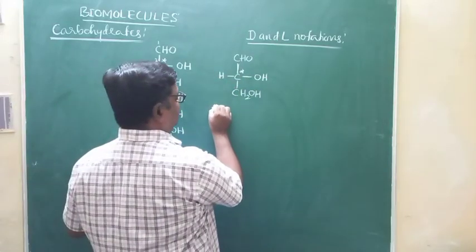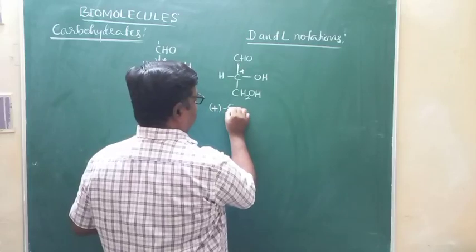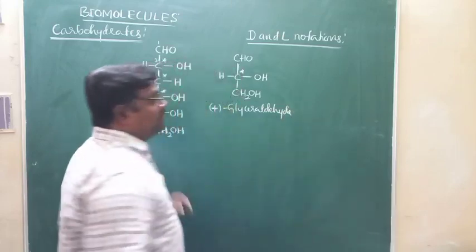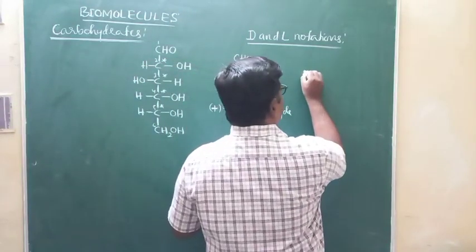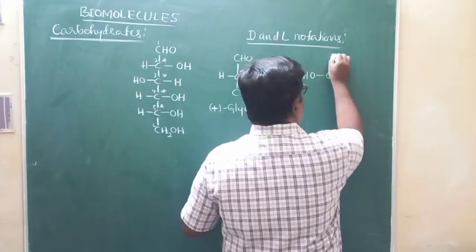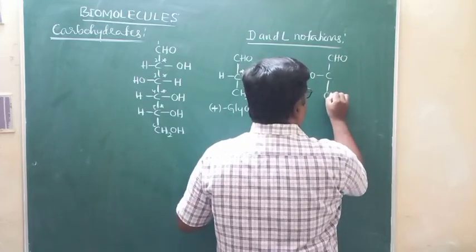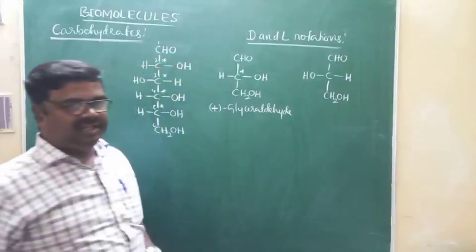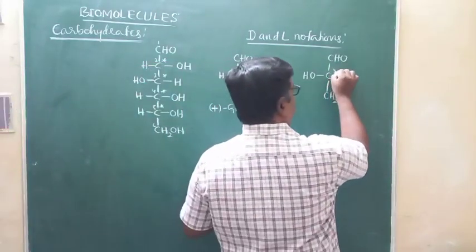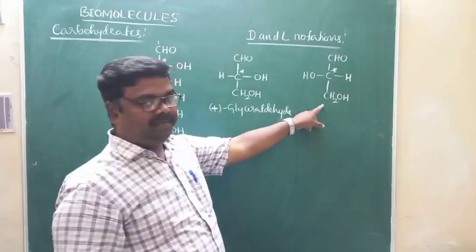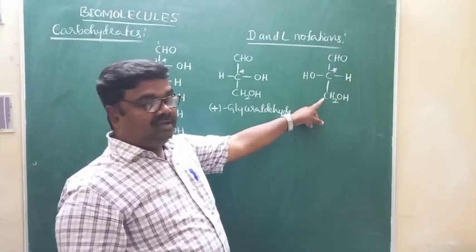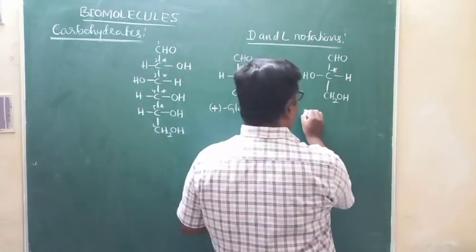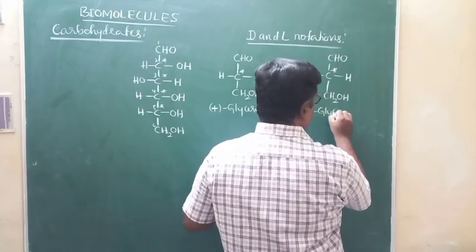And this is what we call plus glyceraldehyde. Now, the enantiomer of this particular glyceraldehyde is this. Yes, this is the mirror image of this isomer. In this particular structure, just observe, the OH group is on the left side, is it not? Left side of the asymmetric carbon atom. This is what we call minus glyceraldehyde.